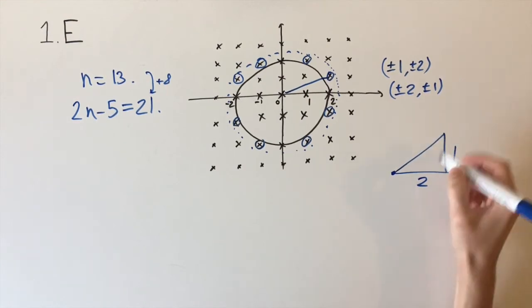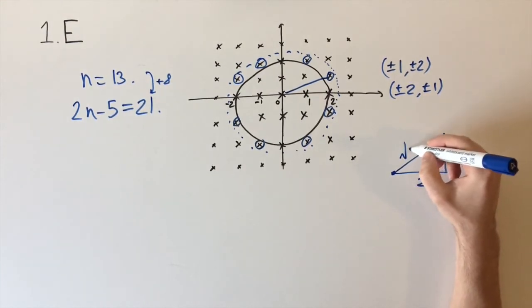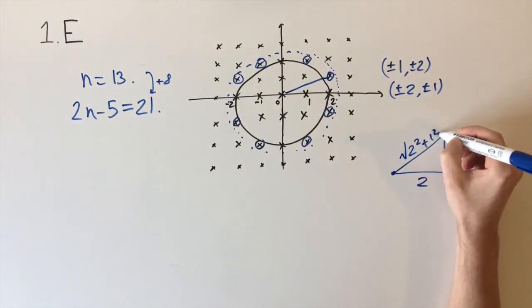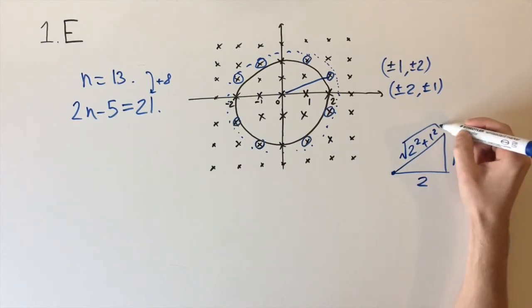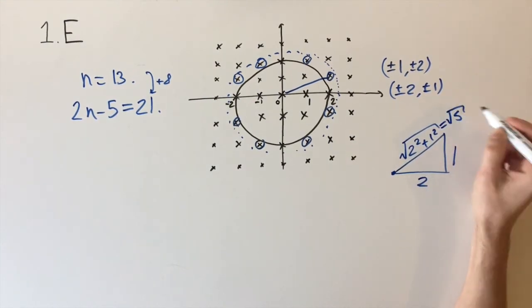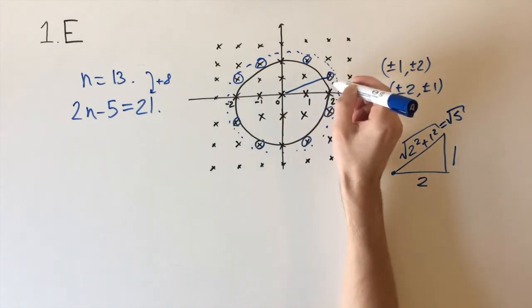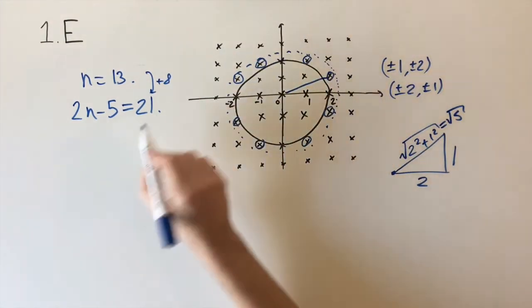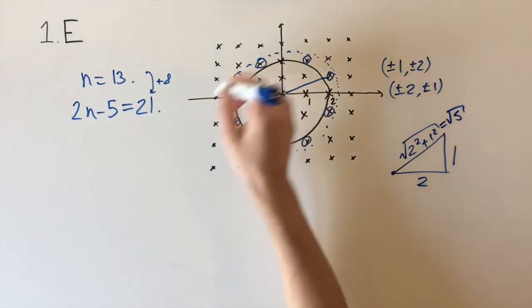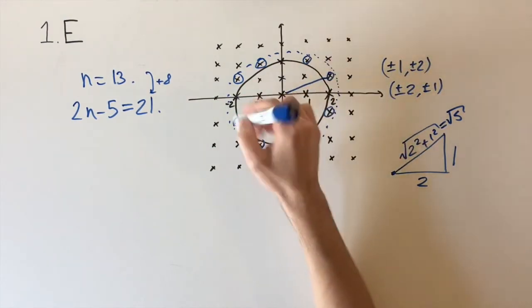And then just using Pythagoras, this comes out as the square root of 2 squared plus 1 squared, which equals the square root of 5. So that's the radius of the circle we need so that we have exactly 21 points lying within the circle or on the boundary.